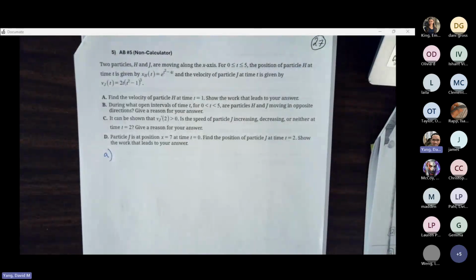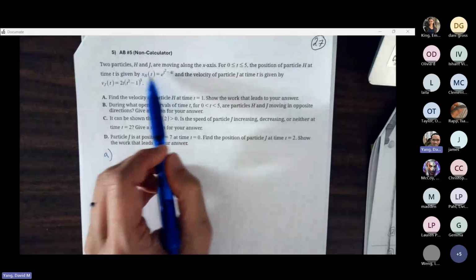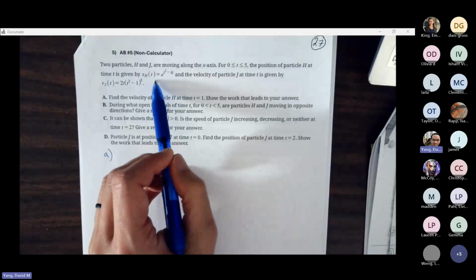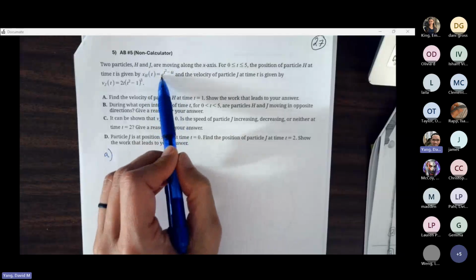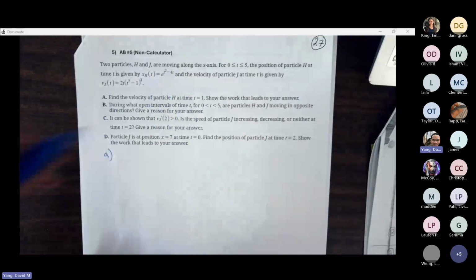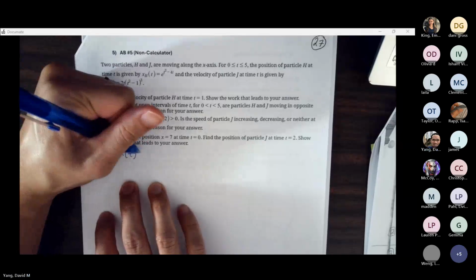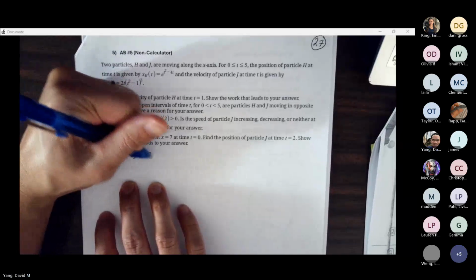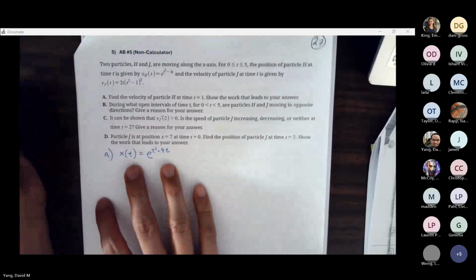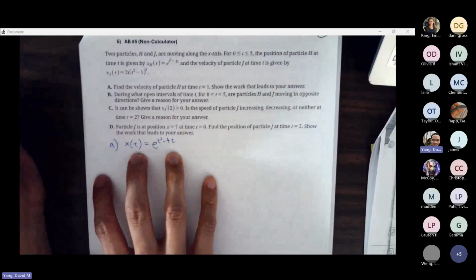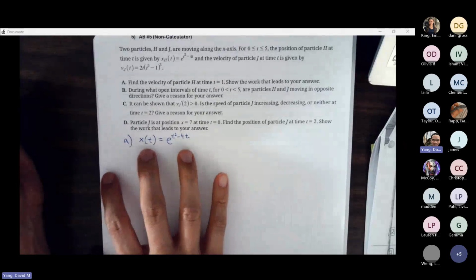Find the velocity of particle H at time t equals 1. So we're going to be finding v of t for particle H. And this is non-calculator, so we have to find the derivative first, and then we can plug in the 1. So x of t. All right, so there's my starting position function h of t for particle H.